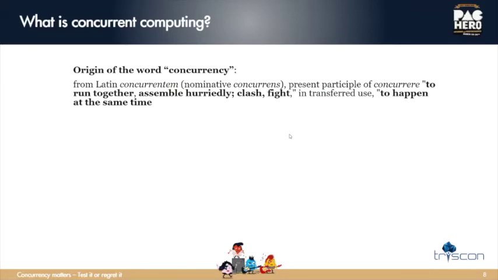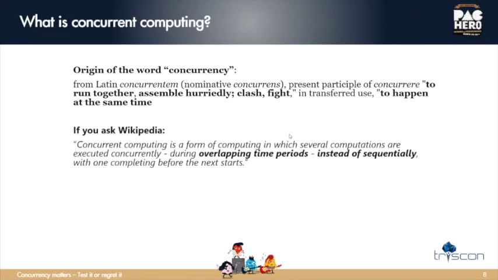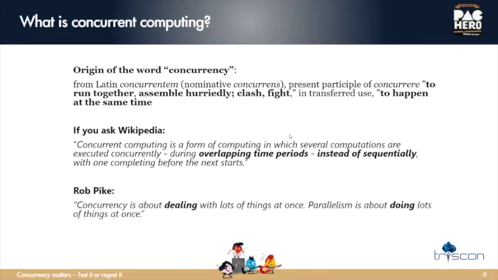And this is where it's already getting a little bit tricky, because to happen at the same time could also mean to run parallel. But it's not about parallelism, and I'm going to distinguish between concurrency and parallelism. If you ask Wikipedia, they tell you it's about overlapping time periods instead of sequentially. In a computing farm, if you ask Rob Pike, he's going to say concurrency is about dealing with a lot of things at once, and parallelism is about doing a lot of things at once.